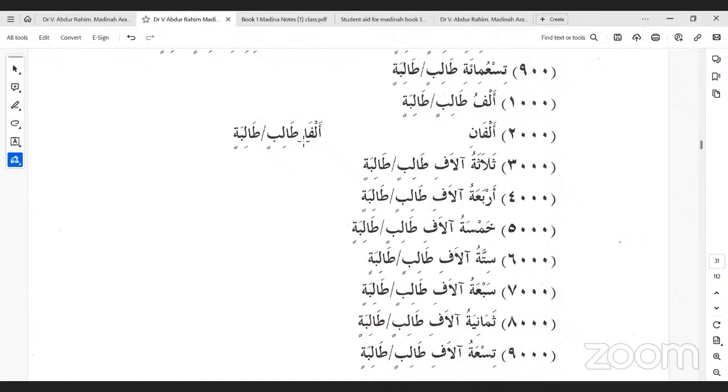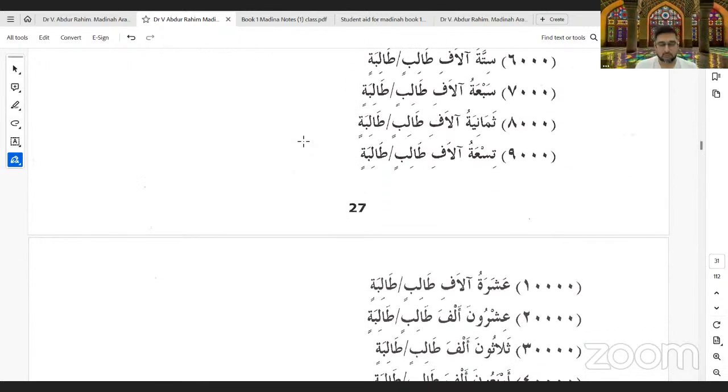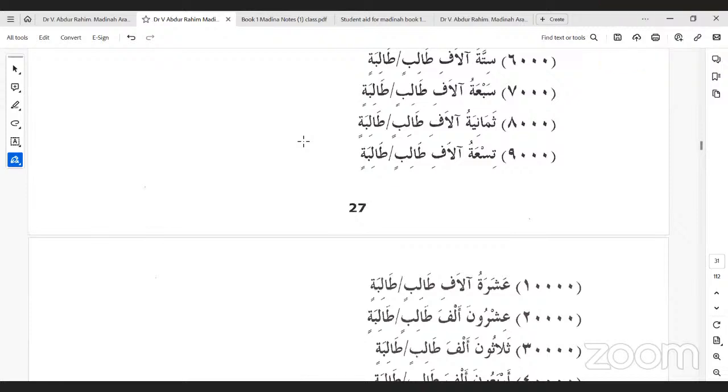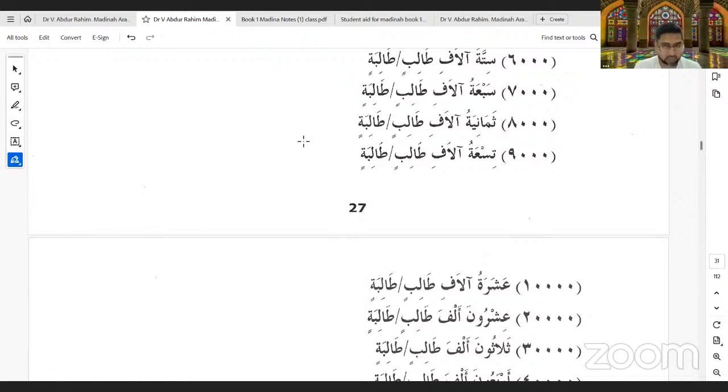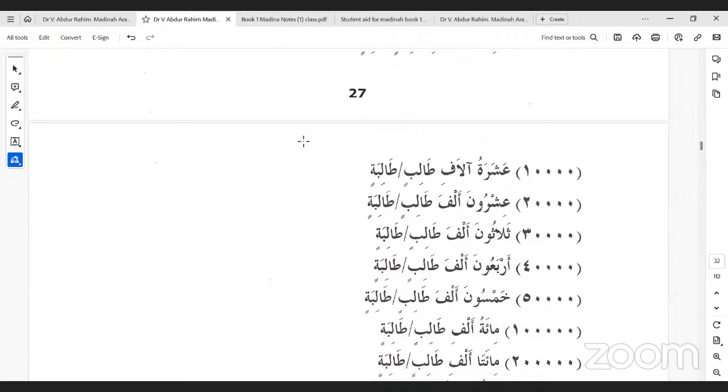Okay. Then ثلاثة آلاف طالب. So that's 3,000 students in طالبة. And then أربعة آلاف طالب or طالبة. خمسة آلاف طالبة. ستة آلاف طالبة. سبعة آلاف طالبة. ثمانية آلاف طالبة. and تسعة آلاف طالبة. Excellent. And then 10,000. And 10,000 is عشرة آلاف طالب. Excellent. And 20,000 عشرون ألف طالب.